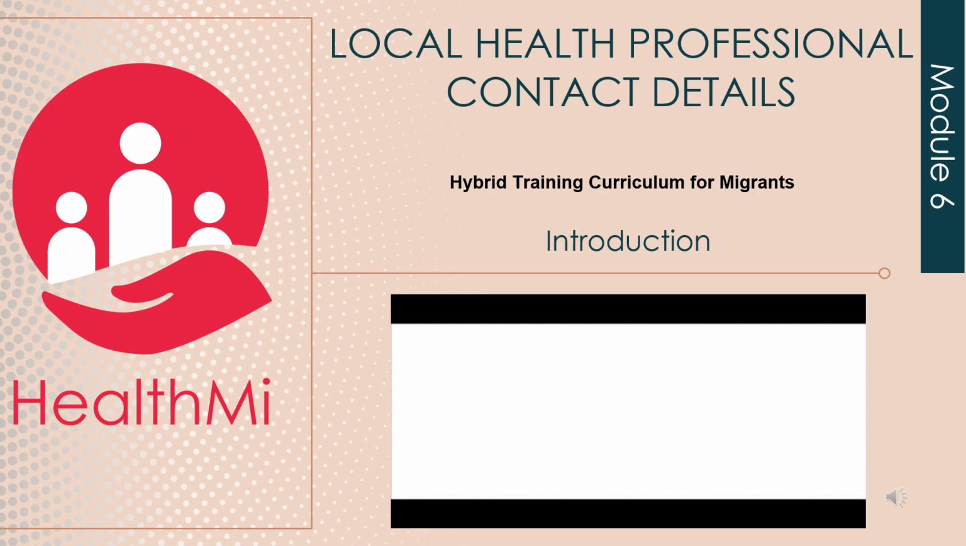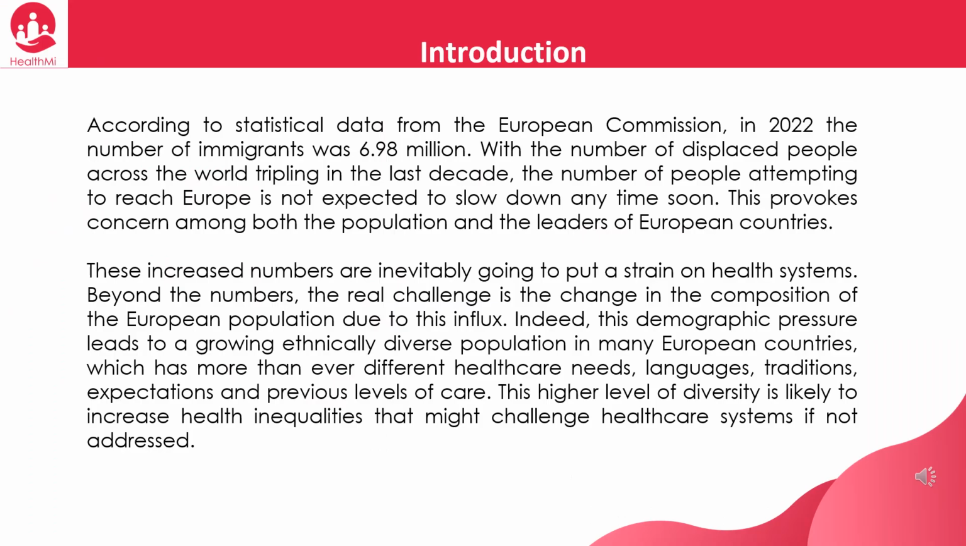Let's get started. Introduction. According to statistical data from the European Commission, in 2022, the number of immigrants was 6.98 million. With the number of displaced people across the world tripling in the last decade, the number of people attempting to reach Europe is not expected to slow down anytime soon. This provokes concern among both the population and the leaders of European countries. These increased numbers are inevitably going to put a strain on health systems.